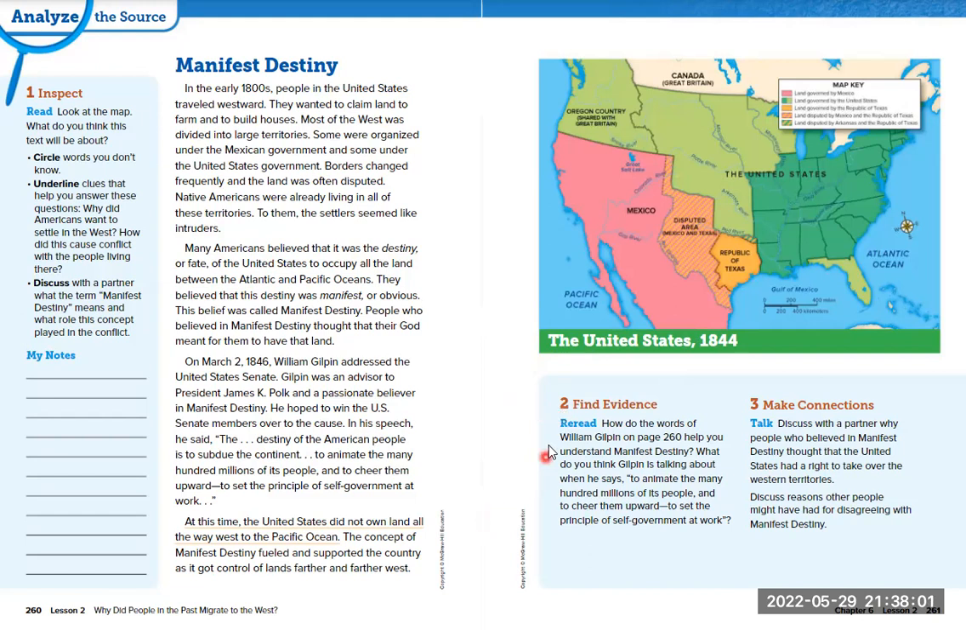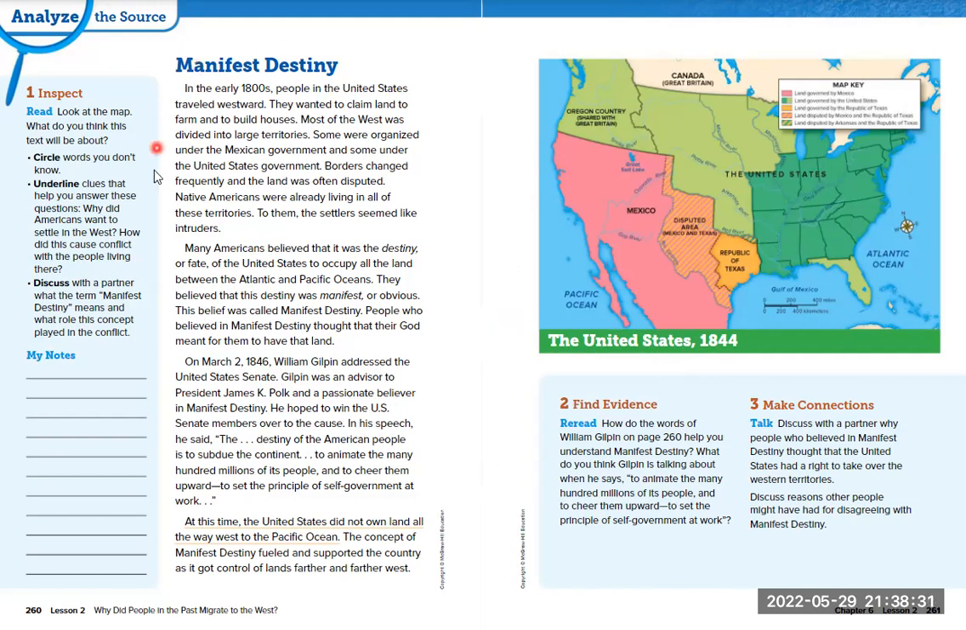Now I want you to find what you're supposed to be annotating. So you're going to be underlining clues that answer, why did Americans want to settle in the West? How did this cause conflict with the people living there? We already know that Americans believed that it was their destiny because they thought that their God meant for them to have that land. And how could that cause problems?